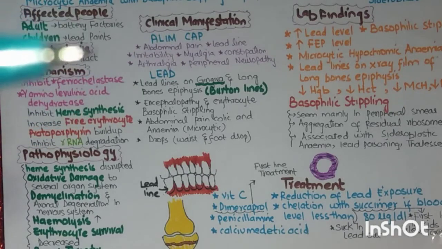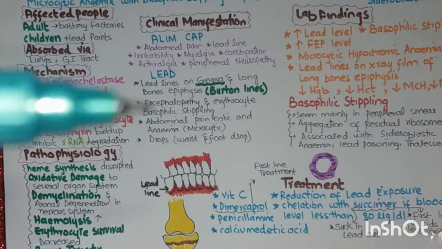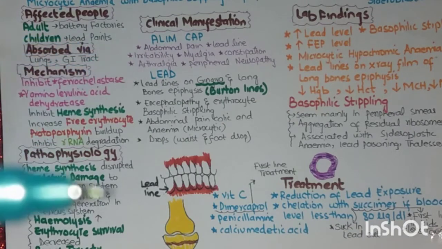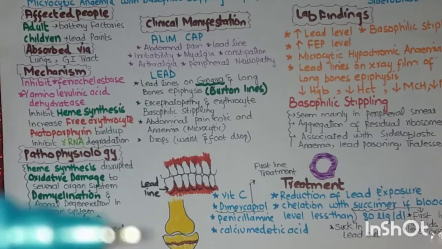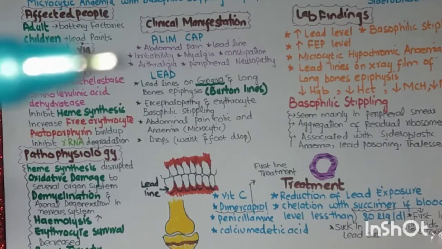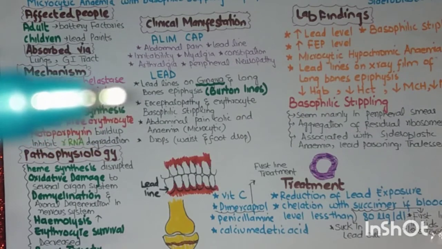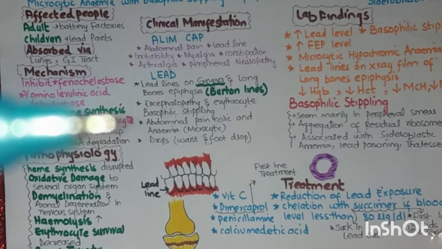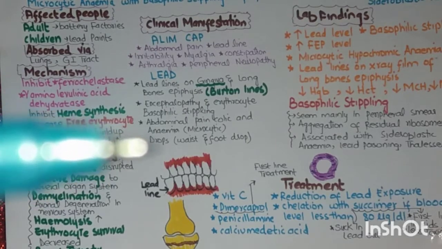And to memorize the features specifically, the mnemonic is LEAD. L for lead lines on the gingiva and the long bone epiphysis. Here you can see the different color shows the lead line on the gingiva and the epiphysis of the long bones. E for encephalopathy and erythrocyte basophilic stippling. The aggregation of residual ribosomes is known as basophilic stippling. A for abdominal colic pain and anemia. Which type of anemia? Microcytic anemia. And D for wrist and foot drops.